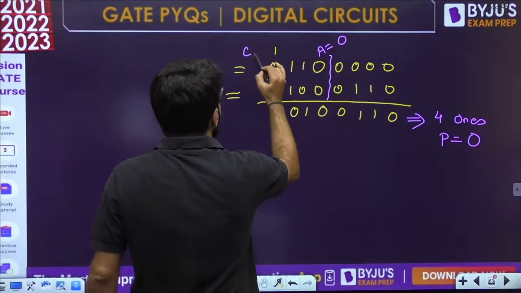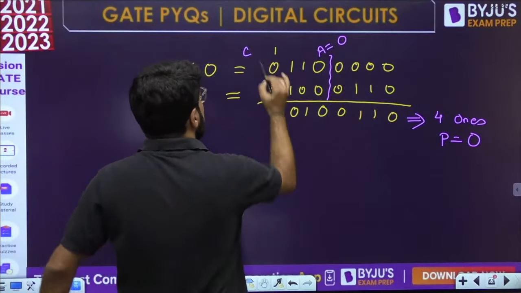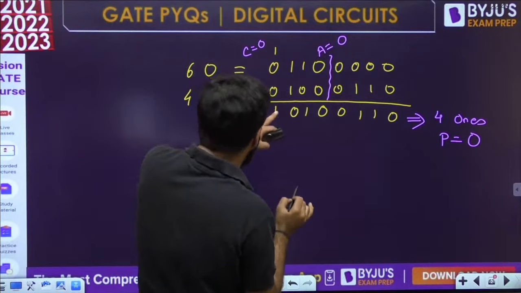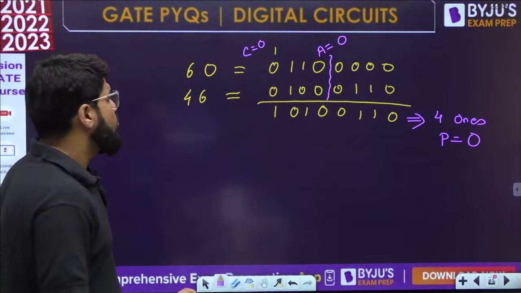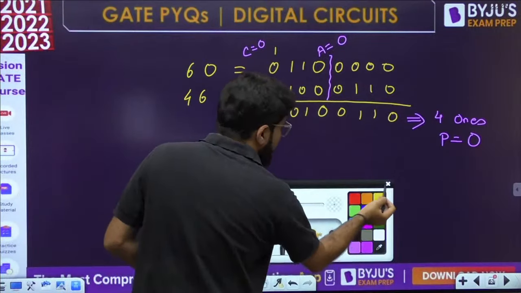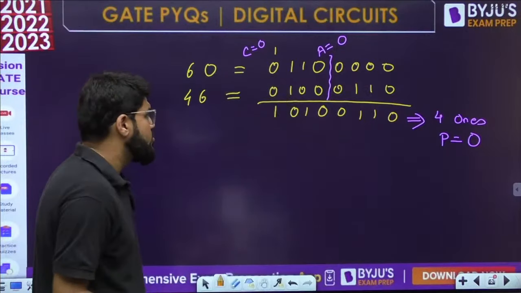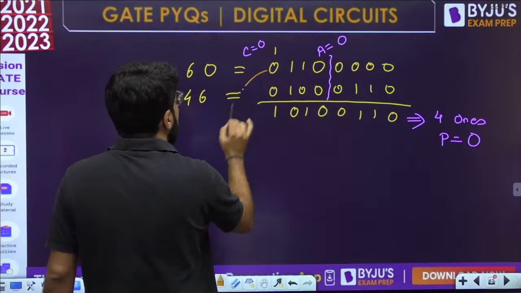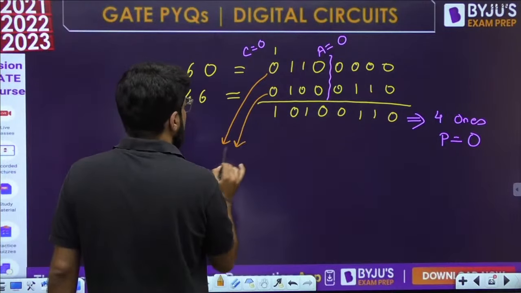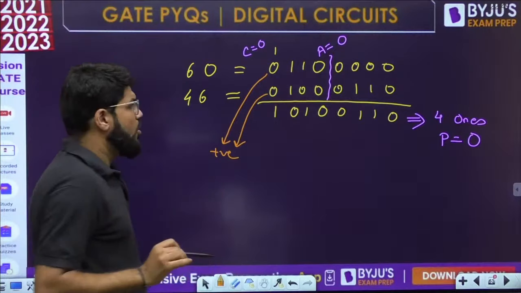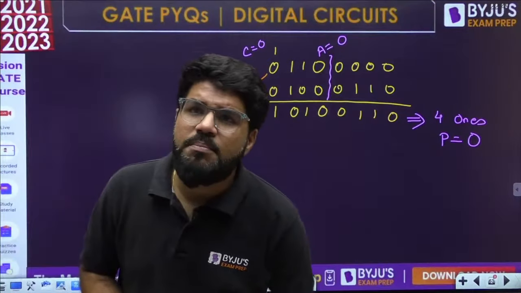What is the main carry? 1 plus 0 plus 0 is 0. There is no carry, so the main carry, the carry going out of the final stage, is also 0. What about overflow? I am telling you, you study overflow in number systems, it is also nothing new for you. The numbers to be added both have the MSB equal to 0. So what happens here when you add positive numbers?